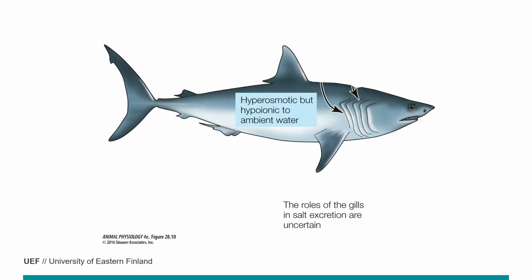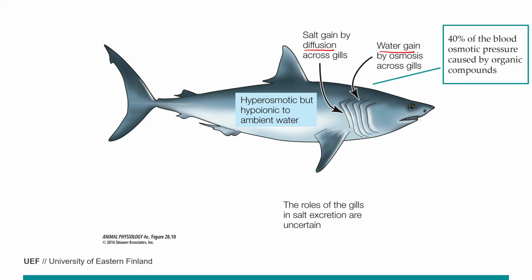Okay, but let's look at this shark. So now it's hyperosmotic but hypoionic to the ambient water, and therefore they are gaining salt by diffusion and gaining water by osmosis. Sounds very interesting and very logical. And how they do it is that 40% of the blood osmotic pressure is caused by these organic compounds like urea.